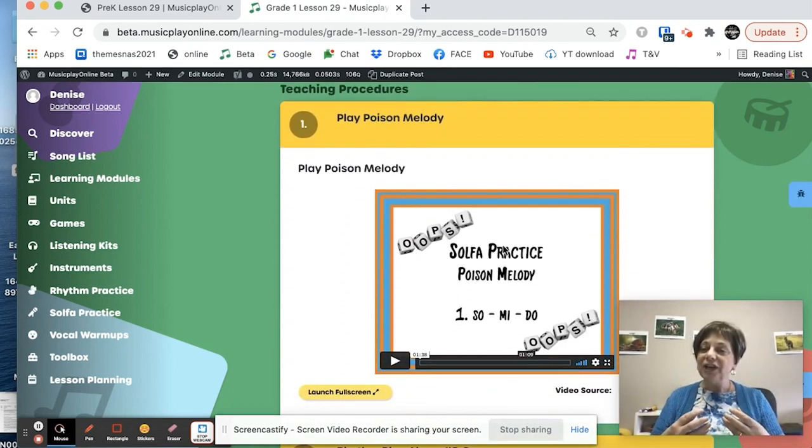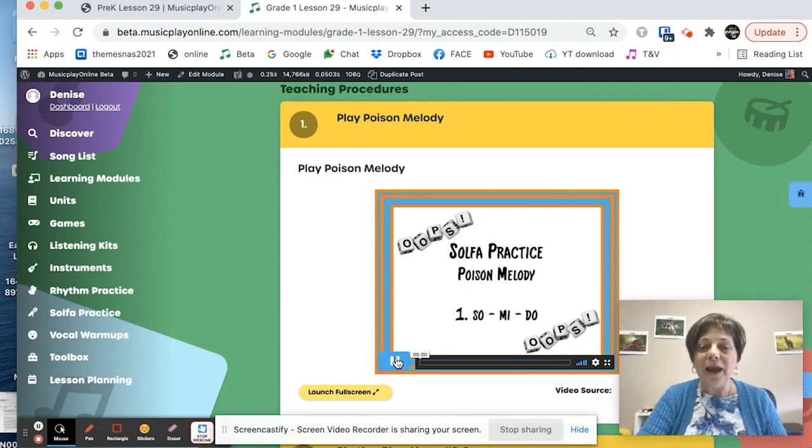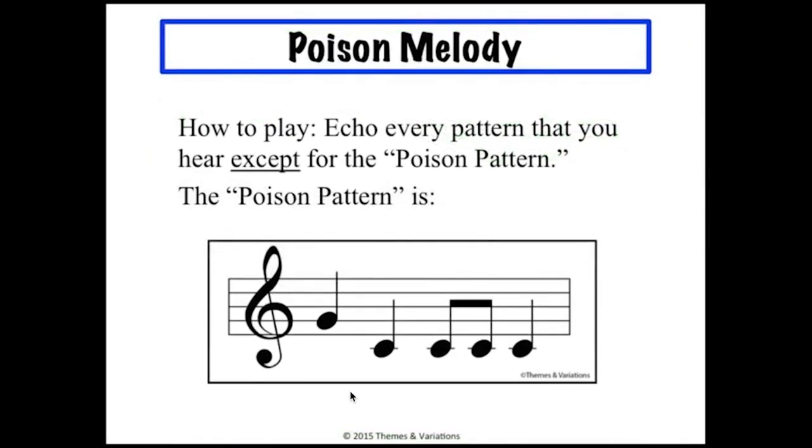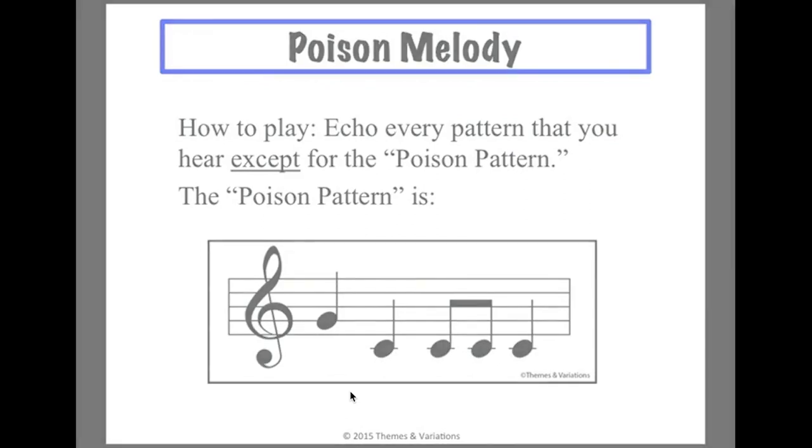And again, this is a chance for kids that maybe don't read So Me and Do really well to get reading practice doing it in the context of a fun game. In Poison Melody, you echo everything except the poison melody. How to play: echo every pattern that you hear except for the poison pattern. The poison pattern is so, do, do, do, do.